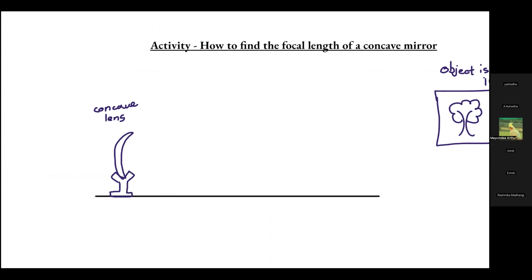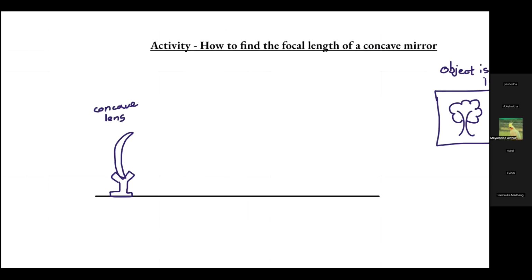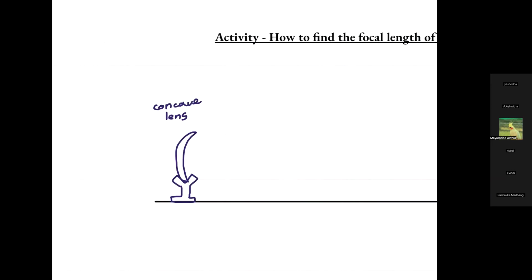Yes, Ashita. Virtual. Okay, Ashita says virtual. Miheli okay. Mayumdi okay. Others? Mitna okay. Evindi okay.